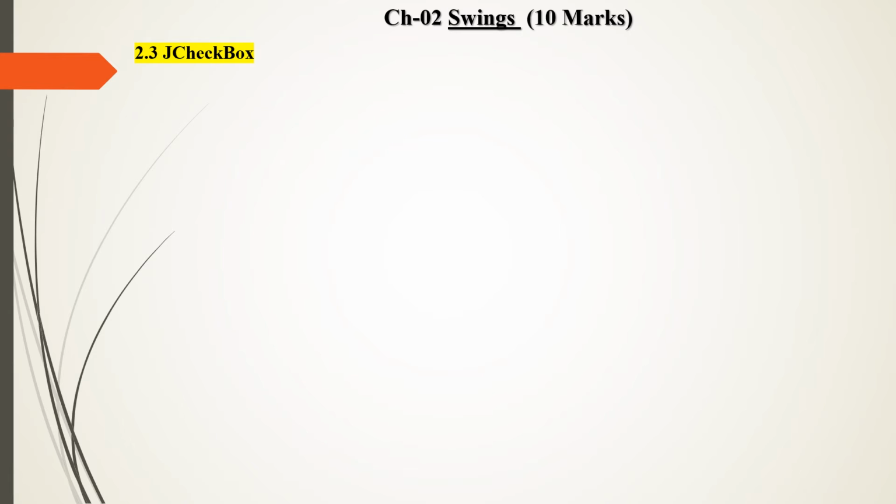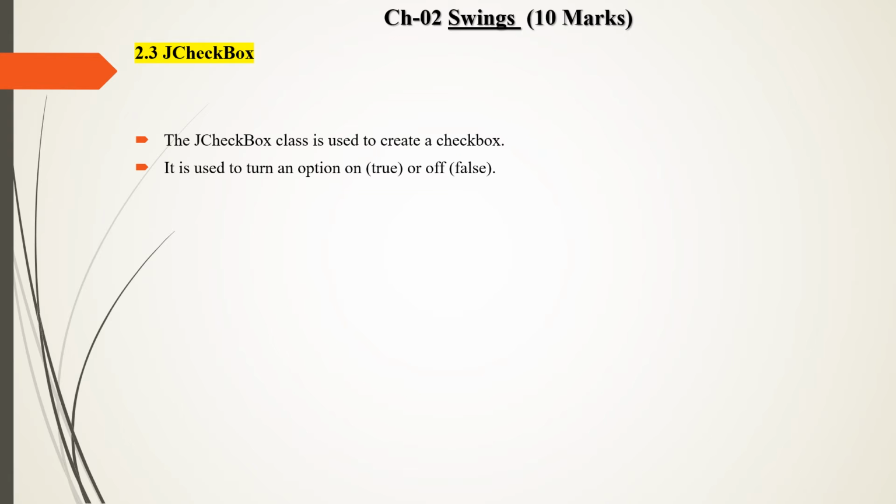Then next we see the JCheckbox. It is also similar to AWT. The Checkbox class is used to create a checkbox. A small square is created with an option and you can select the checkbox. It is used to turn an option on or off.